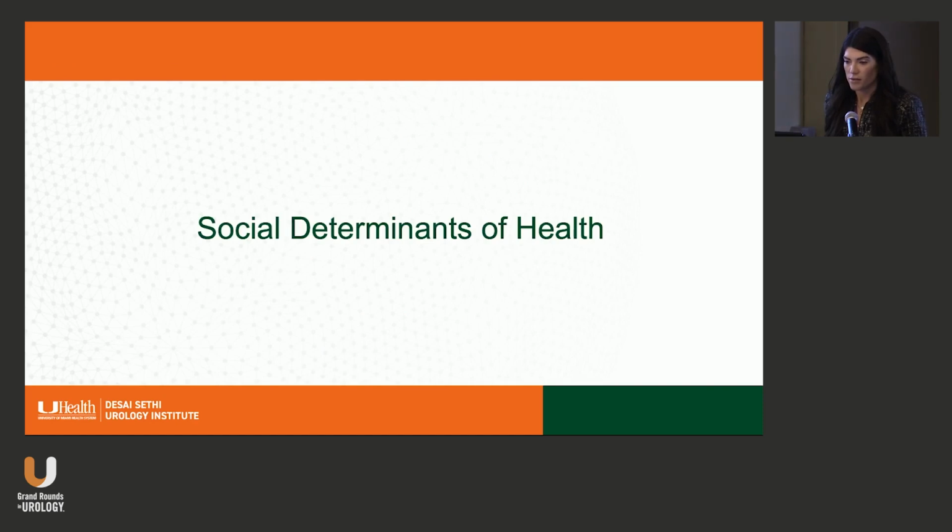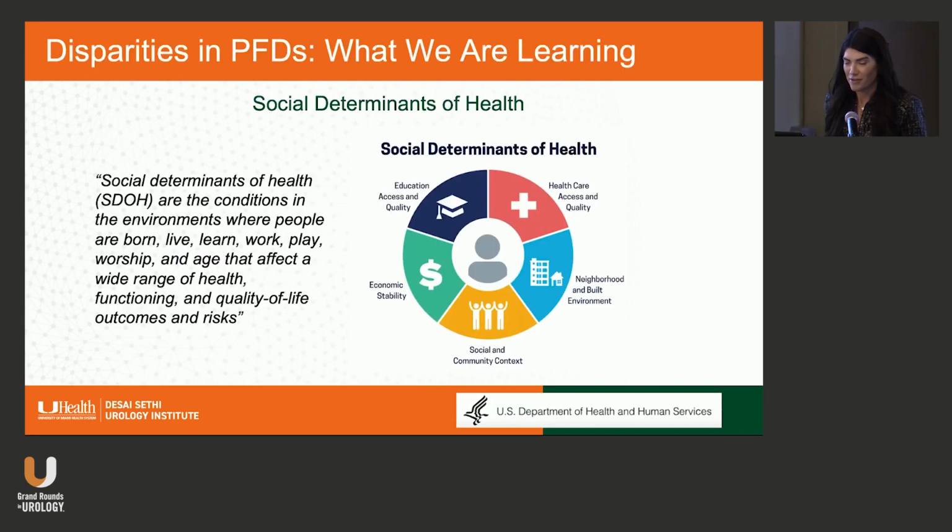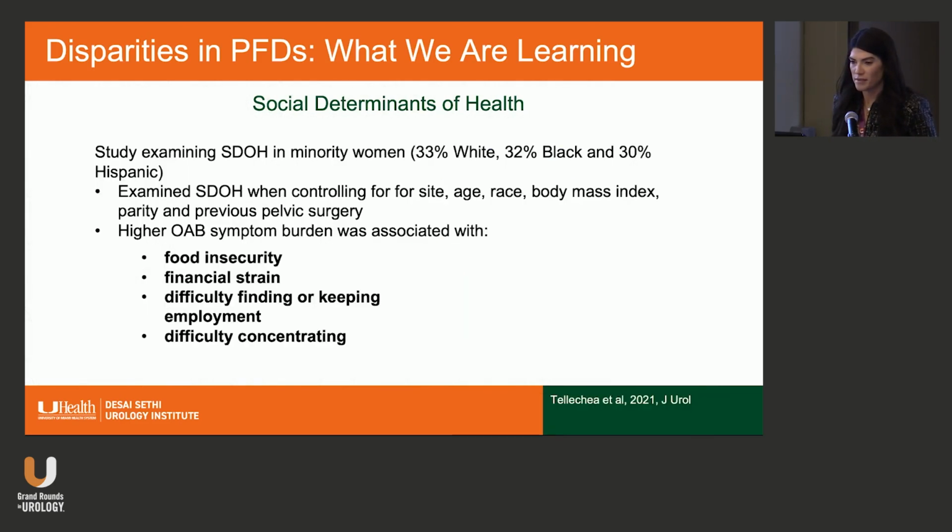So what are social determinants of health? We love to throw this word around sometimes. These are conditions in the environment where people are born that are wide-ranging and affect quality of life outcomes and risk factors. They include healthcare access and quality, neighborhood and built environment, social and community context, economic stability, and education access and quality. This is from the U.S. Department of Health and Human Services.